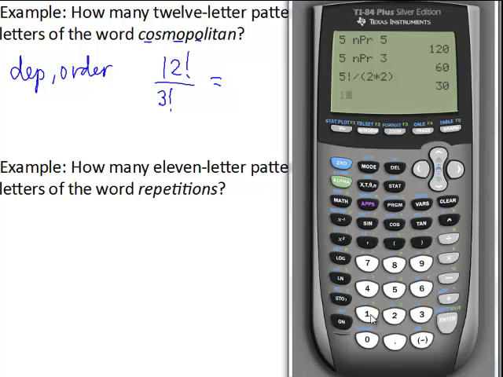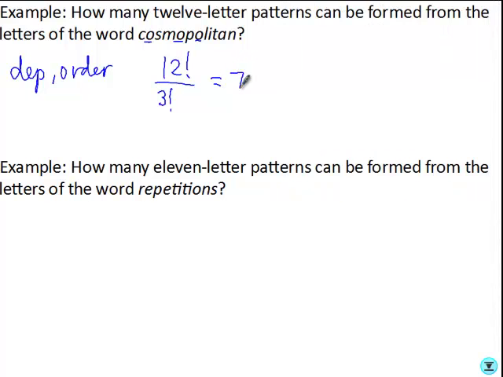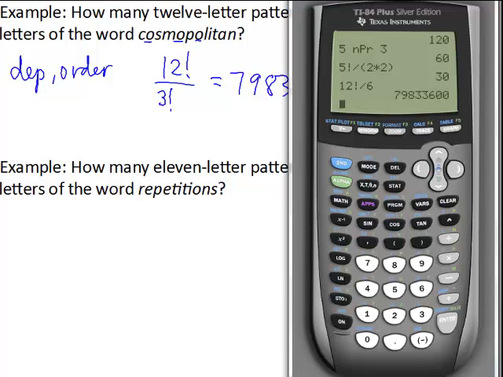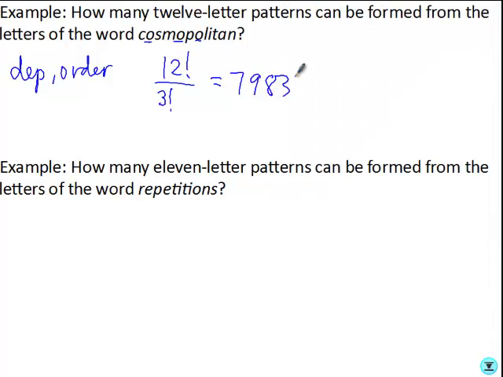12 factorial divided by 3 factorial. Some of you might have realized at this point, 3 factorial is 3 times 2 times 1. That's just 6. Okay, and so the answer is 79,833,600. That's a lot of different ways to rearrange that word. That would be a difficult jumble.